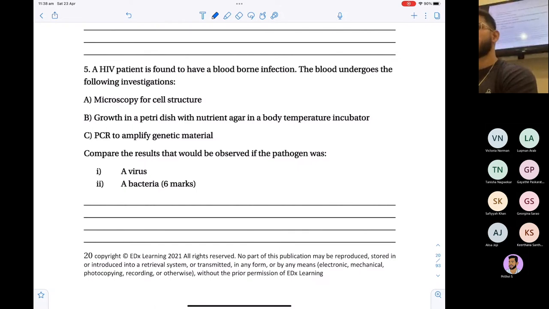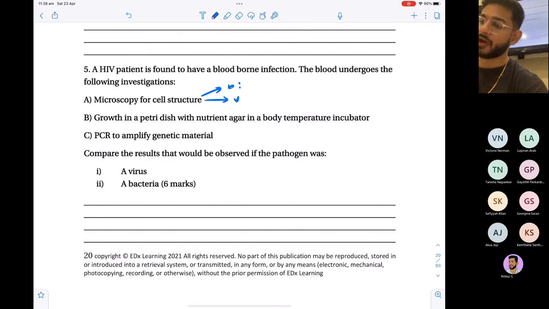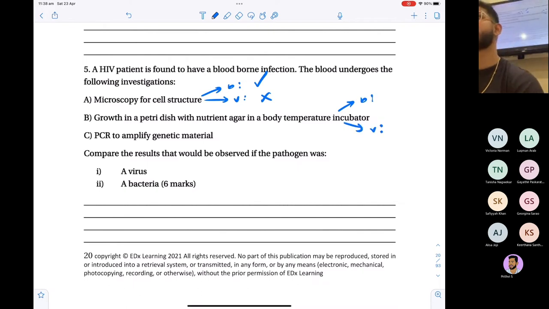Good. What about growth in a petri dish with nutrient agar? What would you see for a bacteria, Pranav? What would you call that? Looking for some buzzwords here. Bacteria, virus, you'll be able to see it, can't see it. Macroorganisms, right? So you would have cultured it and you'd see macroorganisms growing on the agar. Good.